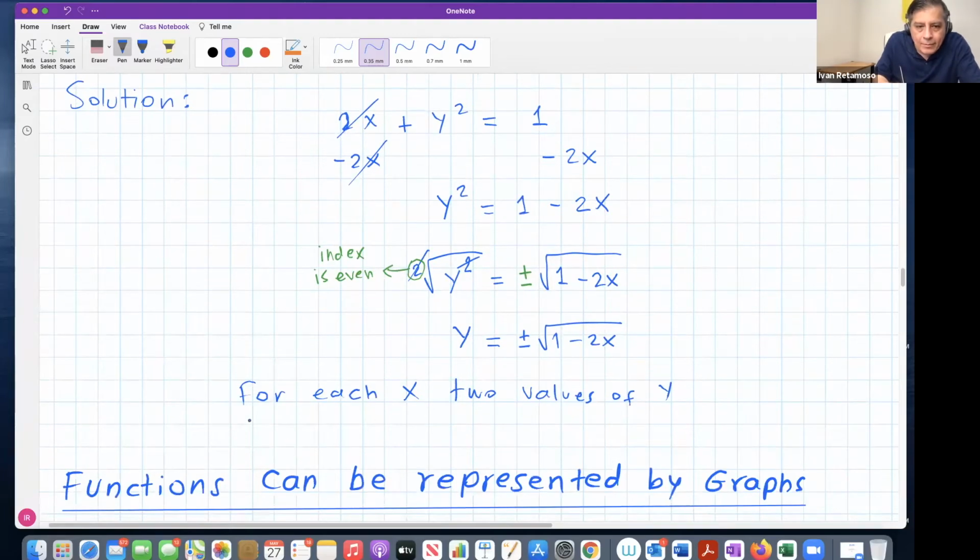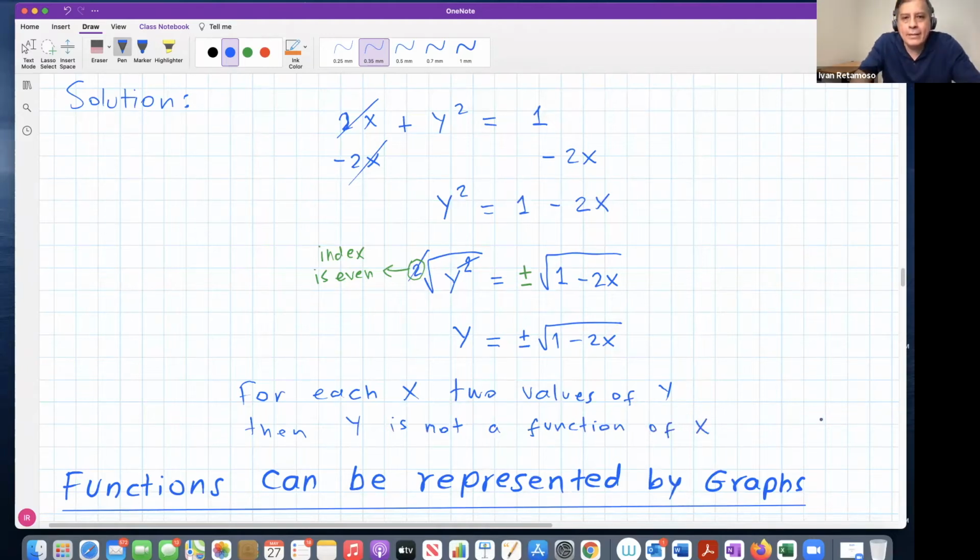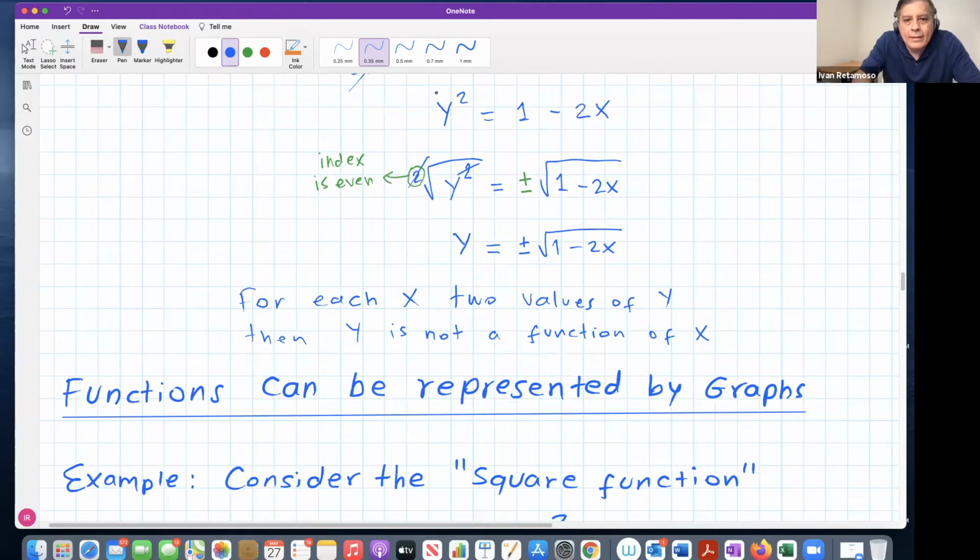Then y is not a function of x. Okay, y is not a function of x. Great. Okay, so because there are two solutions, Alan. Yeah. Professor? Go ahead. Yes?